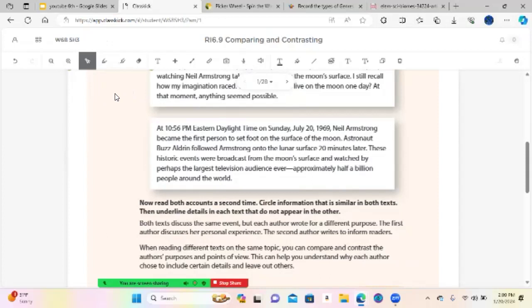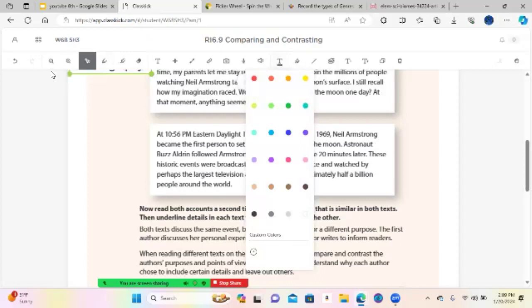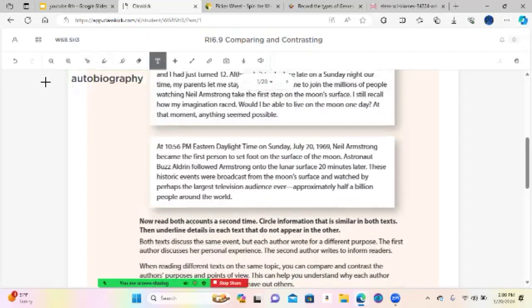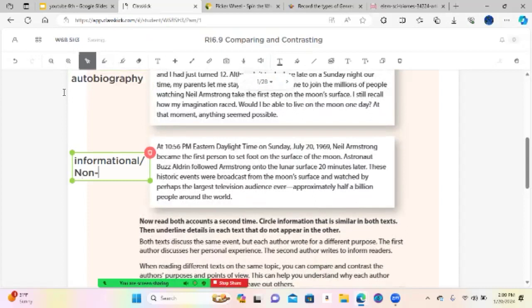So this one is giving a lot of information about Neil Armstrong's trip to the moon and the second person who landed minutes later, and the events which were broadcast on television. So this looks like informational text or non-fiction. So let's type our response. Informational, or it can be non-fiction.